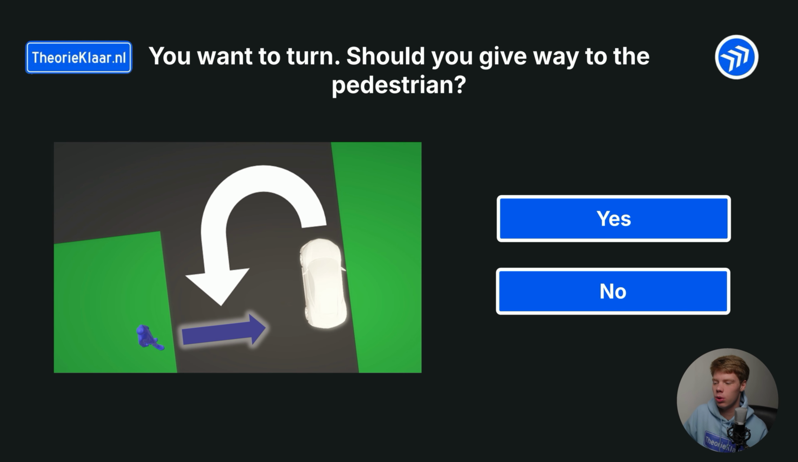Should you give way to the pedestrian? Yes or no? Then the right answer is yes, the pedestrian has priority. We are performing a special maneuver. During special maneuvers, every other road user goes first. These special maneuvers are making a U-turn, driving backwards, parallel parking, and driving away from a standstill.